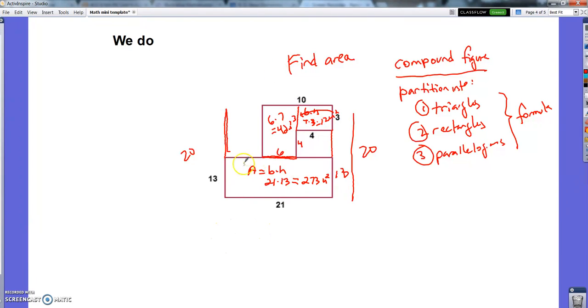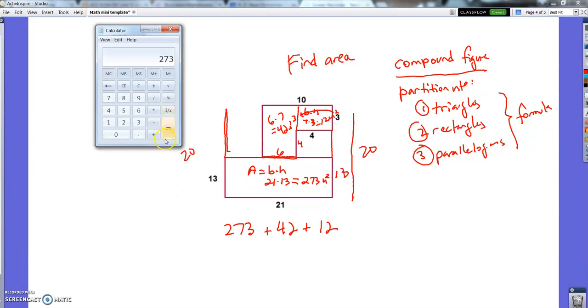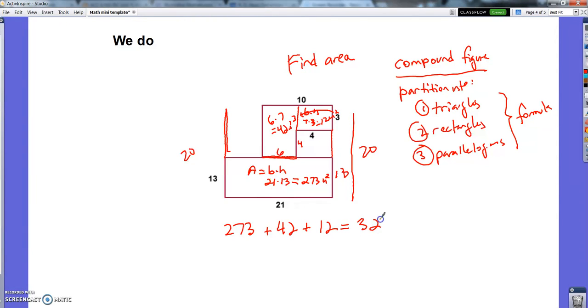So now I've got 3 areas to add together. I've got my 273 plus my 42 plus my 12. And that adds up to 327. All right. And so that's what you do. You just partition it into triangles, rectangles, and parallelograms, and then apply your formulas to each one.